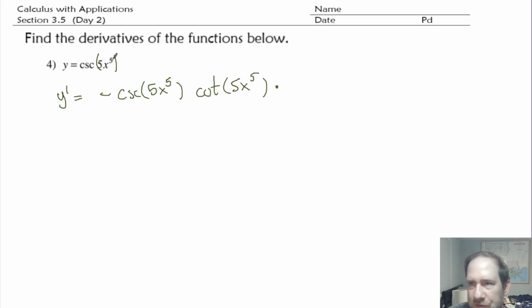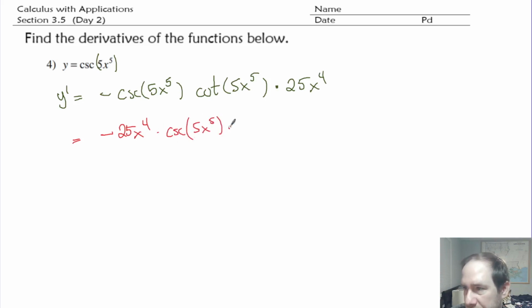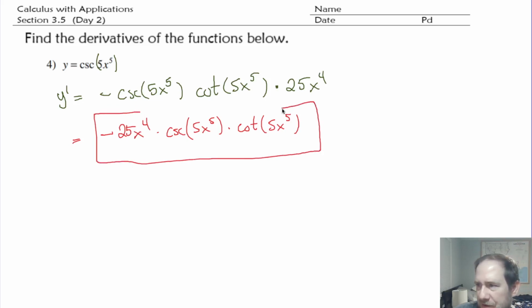But then we do also chain rule out the derivative of that 5x to the 5th, giving us a 25x to the 4th, which, as a final answer, keep the negative sign, bring the 25x to the 4th to the beginning, so it's negative 25x to the 4th, and then times the cosecant of 5x to the 5th times the cotangent of 5x to the 5th. And there's really not much more we can do with that. That's our best answer right there.